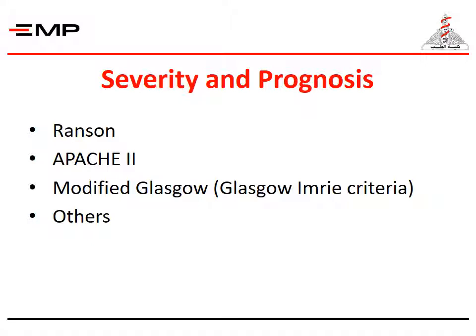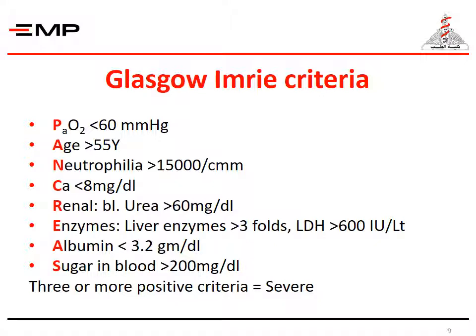There are several scoring systems for assessment of severity of pancreatitis. The Ranson's criteria are the oldest and was specific to pancreatitis. The Acute Physiology and Chronic Health Evaluation 2, known as APACHE 2, is not peculiar to pancreatitis but could be applied to it. The modified Glasgow Imrie criteria is the most applied today. These systems are not only of prognostic value, as prognosis correlates with severity, but also are useful in follow-up of disease progress and response to treatment. You may pause the video to study the following criteria.